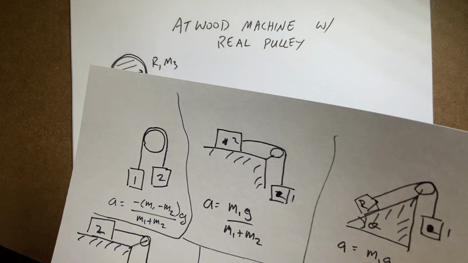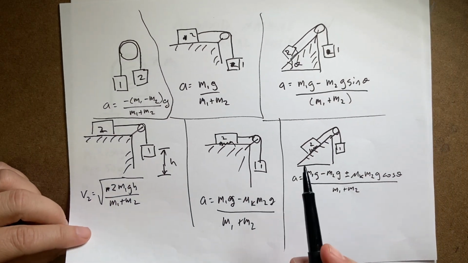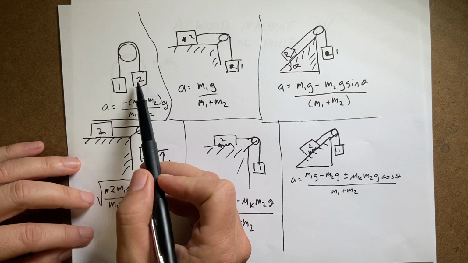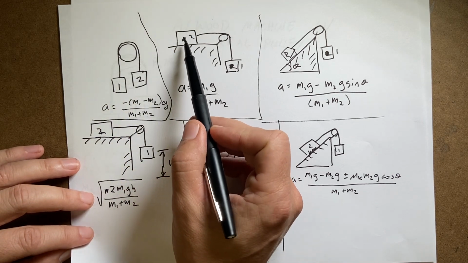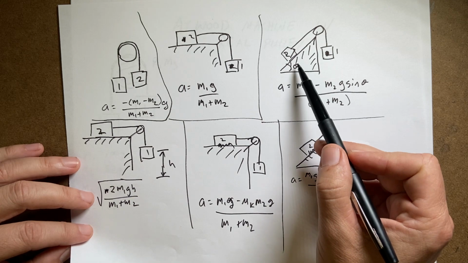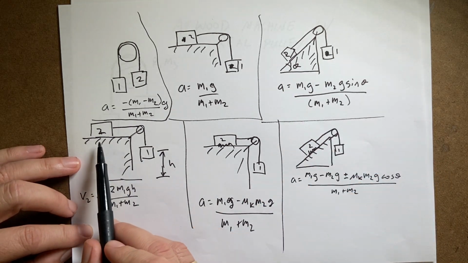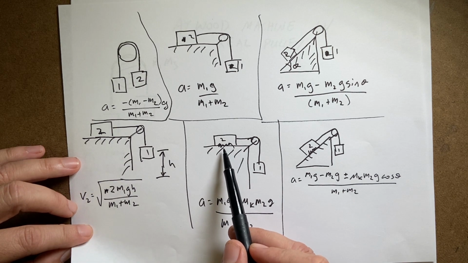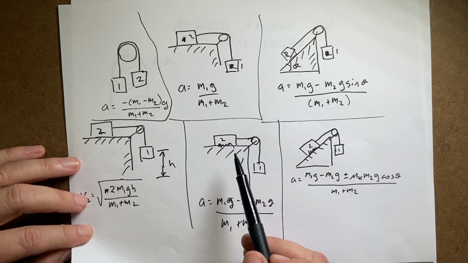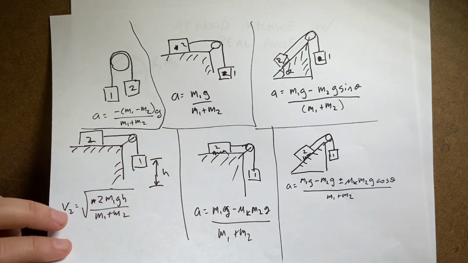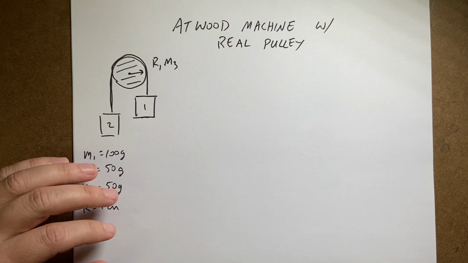Okay, so let's just review. I'm keeping a little score sheet here. So the ones I've done so far: the normal basic Atwood machine with two masses, the half Atwood machine with the mass on a table, frictionless, the inclined half Atwood machine where the table is not flat. This is just a calculation. Half Atwood machine with friction, an inclined half Atwood machine with friction. So I'm really cranking along here.